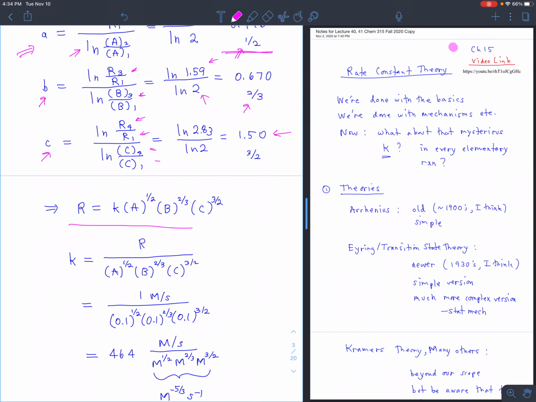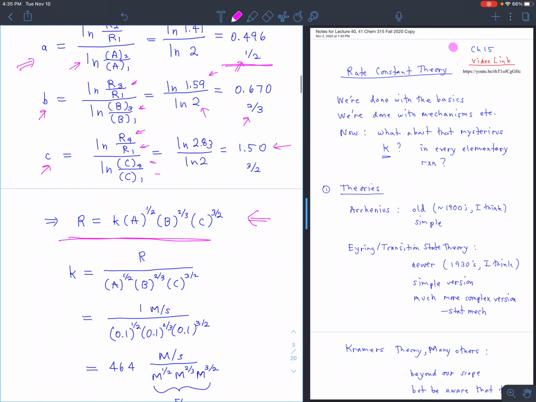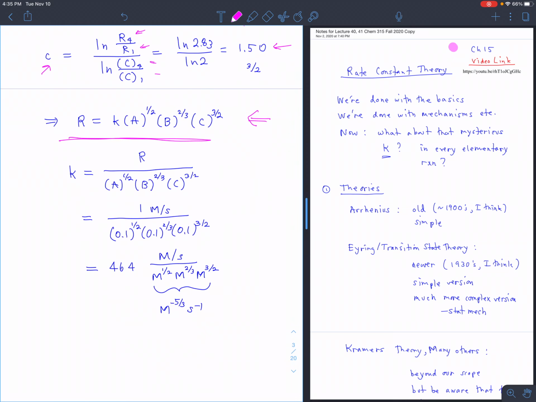So that means that our overall rate law is k times A to the 1/2, B to the 2/3, C to the 3/2. I don't think there's a single reaction on Earth that actually has such odd powers in every single case. I don't know what kind of mechanism would give rise to such a rate law, but all right, in principle, it could be something like that. And I chose these weird, odd powers just to illustrate the range of possibilities.